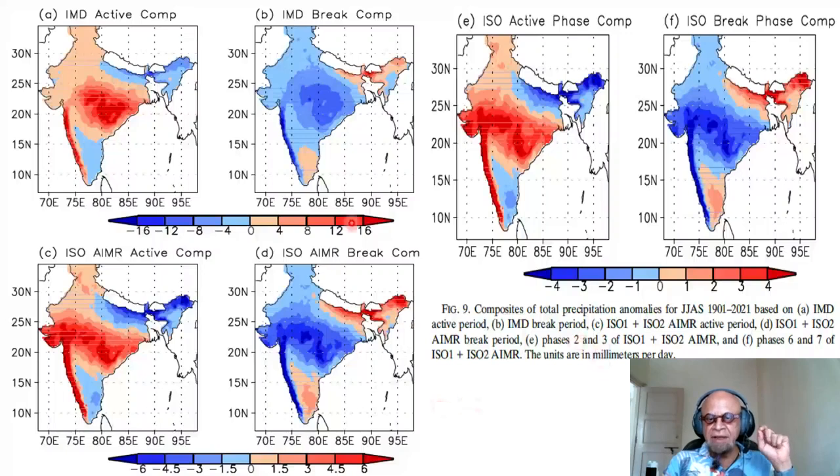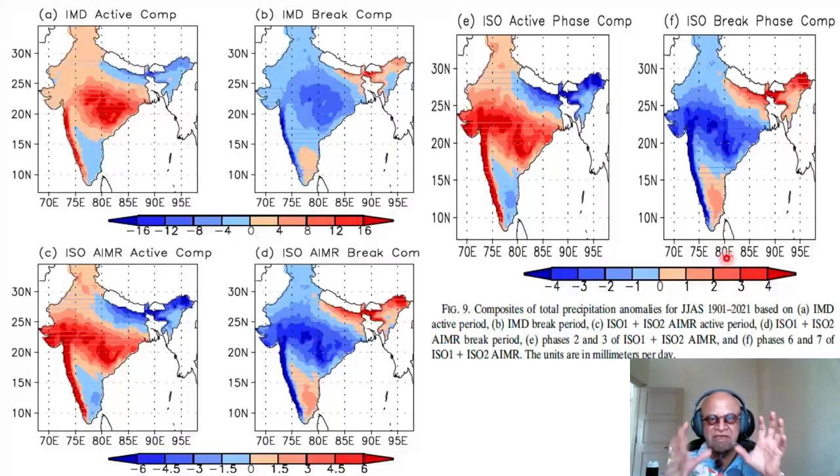So in A and B, IMD break period and active period are shown here. In C and D we are showing ISO 1 plus ISO 2 AIMR active period. So they are taking their statistical modes and projecting them onto the active and break periods of IMD, and then they are doing phases 2 and 3 of ISO 1 plus ISO 2. So that's the active break of the ISO 1 plus ISO 2 on AIMR active period, and this is ISO 1 plus ISO 2 phases 2 and 3 of the AIMR, and phases 6 and 7 of the ISO 1 plus ISO 2.